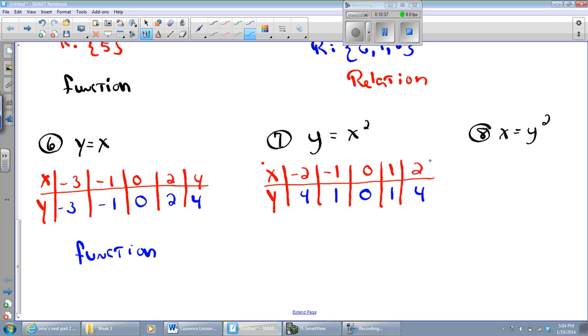Now, some of you might be thinking, hey, it's not a function, the 4 is repeated. But remember, -2 is only going to this 4. Only. It's not going anywhere else. -1 is only going to 1. 0 is only going to 0. So this is going to be a function.